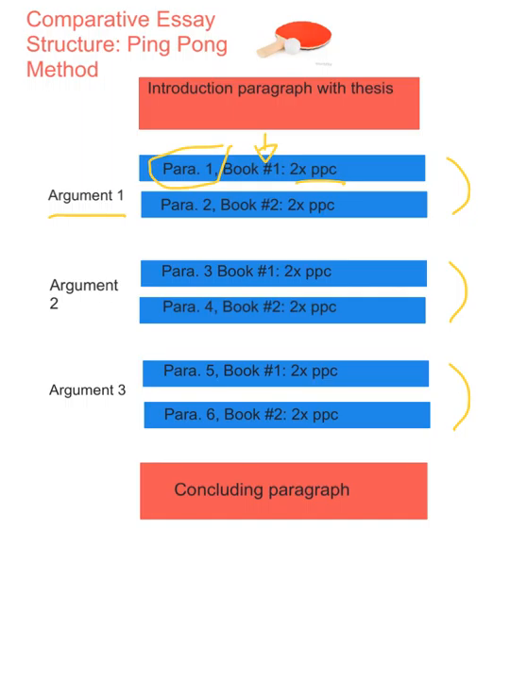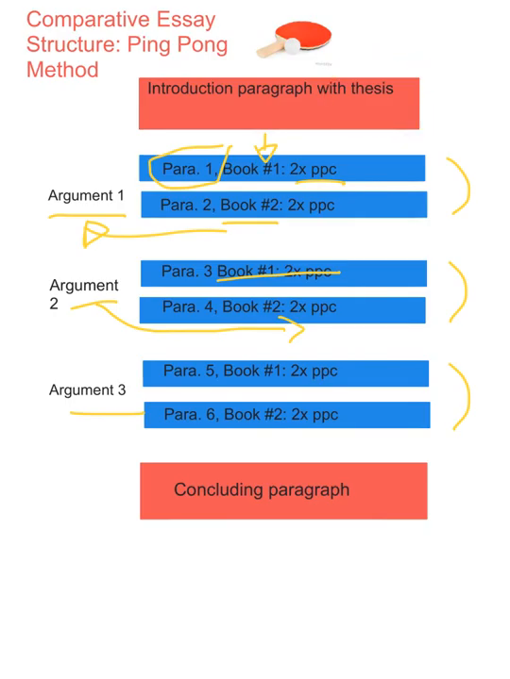How you see your first argument in book 1, with 2 point proof comments. Then you'll ping or pong to your second paragraph and your second book, still focusing on the first argument. Then you'll flip, you'll go to your second argument and show me how you see that in your first book. And then you will flip again, show me how you see the second argument in the second book. And you follow the same pattern for argument 3.